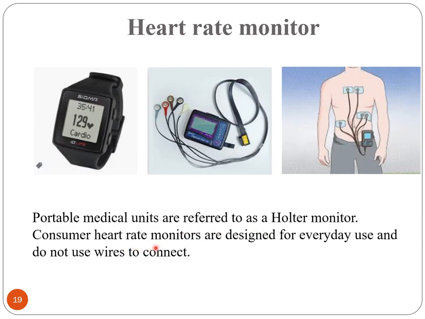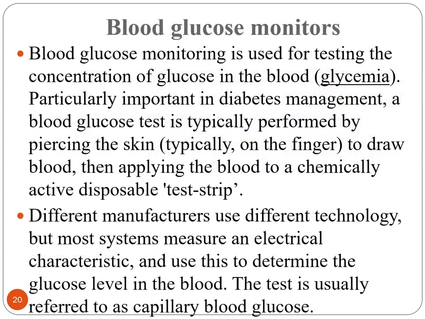Consumer heart rate monitors are designed for everyday use and do not use wires to connect. These are also portable heart rate monitors. Also, the blood glucose monitors, which are widely used in practice. Blood glucose monitoring is used for testing the concentration of glucose in blood, glycemia, particularly important in diabetes management.